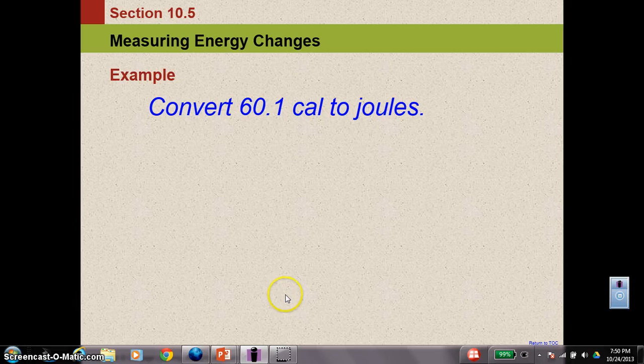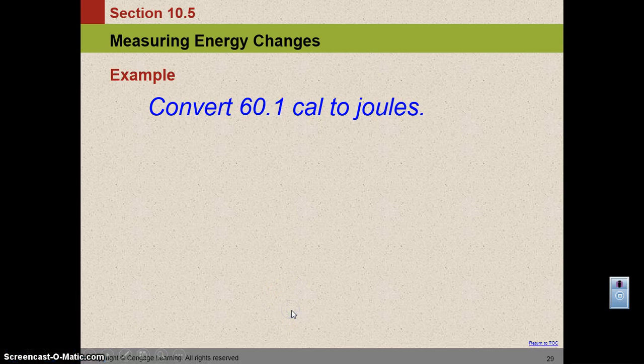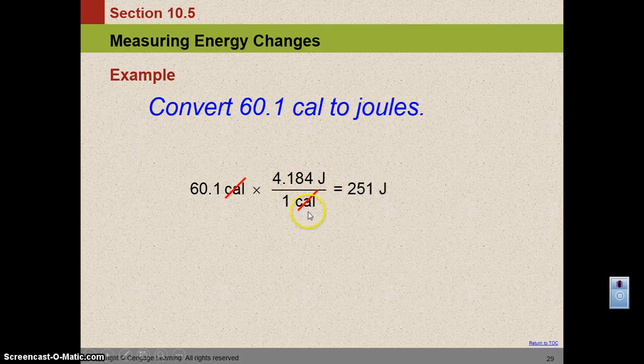Let's convert 60.1 calories to joules. And this is a common one-step conversion. The only difference is it may not be a unit conversion that you're used to. So remember the conversion we had on the last page, that there were 4.184 joules equivalent to 1 calorie. And you're just going to set it up to cancel calories, multiply, and your answer is 251 joules.